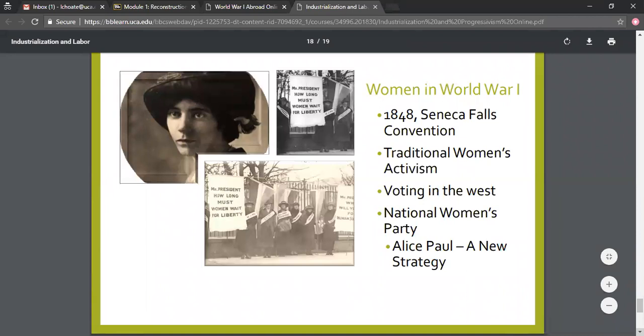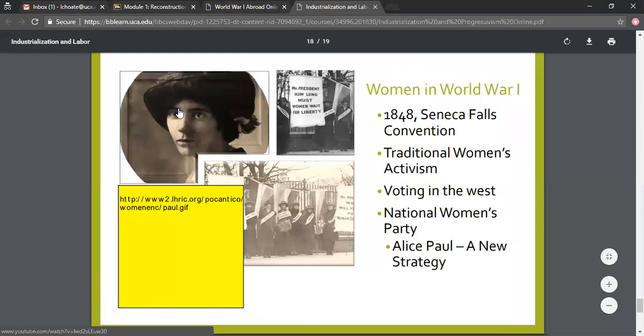The traditional form of women's activism has been very subdued up until the Progressive Era. It's been a lot of petitions, a lot of private speeches, trying to get Western states, as they're admitted to the Union, to grant women the right to vote in those states. But it's been a very quiet movement. That will change during the Progressive Era. And it will change because of the National Women's Party created by a woman pictured here named Alice Paul.